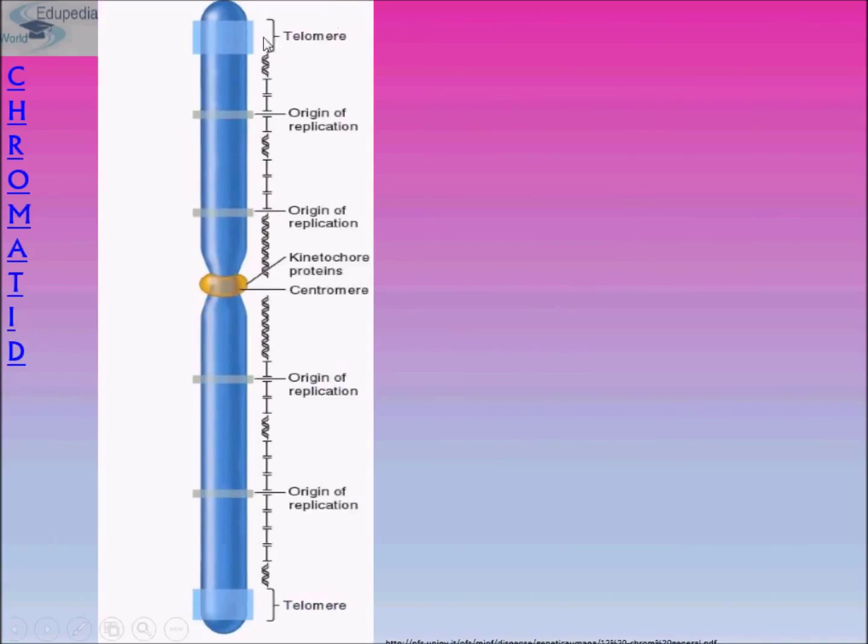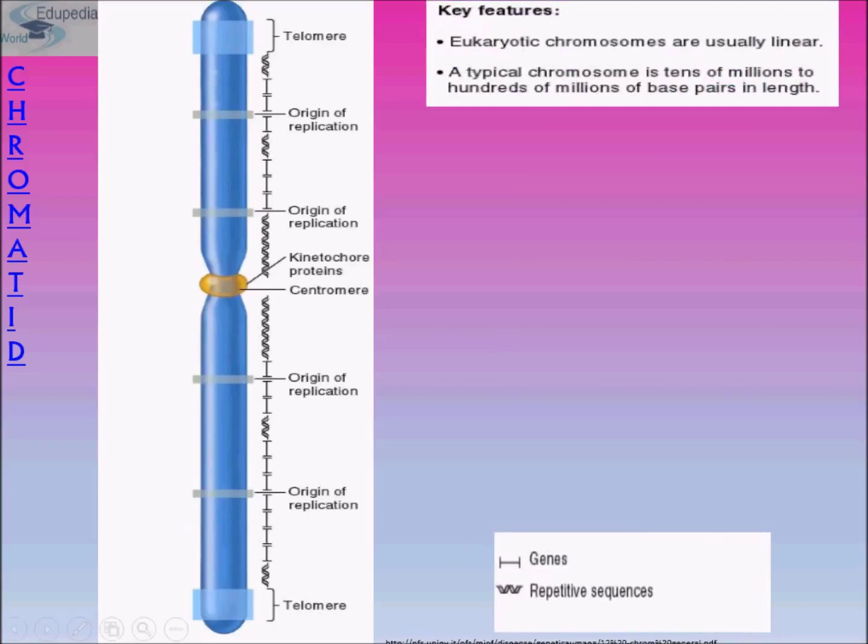As you can see, this is a telomere, this is the origin of replication, these are both ori, origin of replication. This is a centromere, and the protein associated with the centromere is the kinetochore protein. This is again ori, origin of replication, and this is again a telomere. And this is the P arm. The short arm is labeled as the P arm and the longer arm is labeled as the Q arm. This represents repetitive sequences and this represents genes.